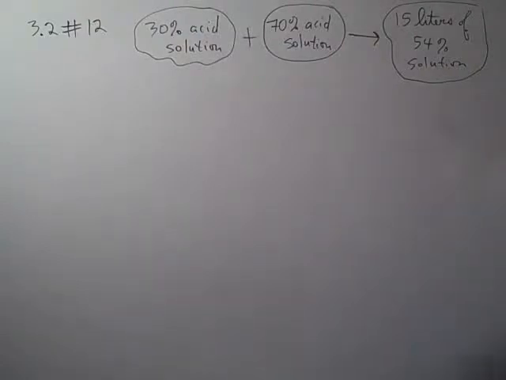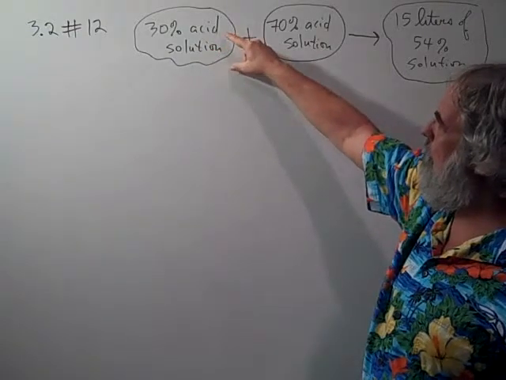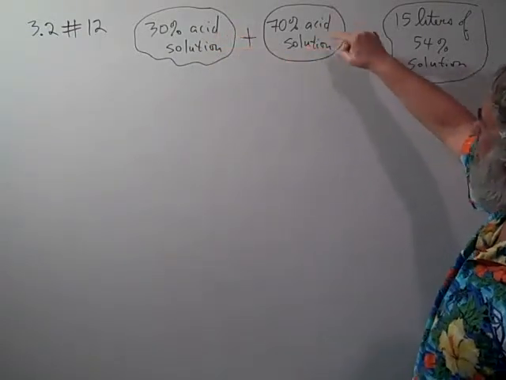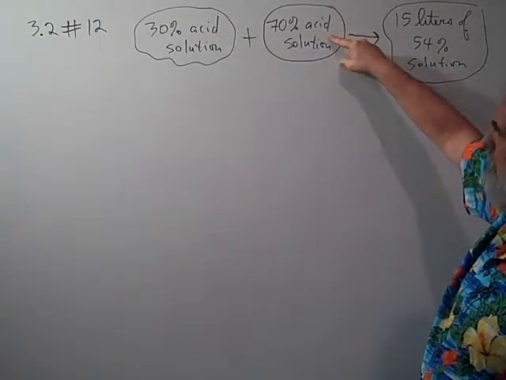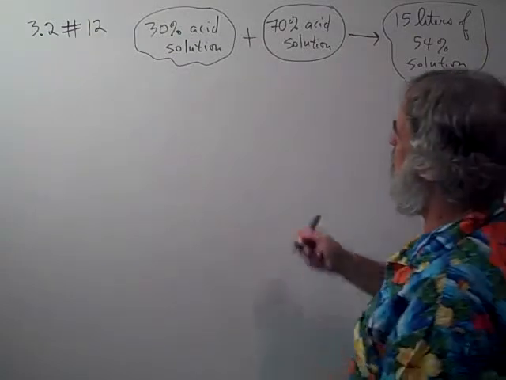For this problem, we're told we need to mix some amount of 30% acid solution with some other amount of 70% acid solution in order to end up with exactly 15 liters of what will be a 54% acid solution. So the first thing we need is how many liters of each of these solutions.